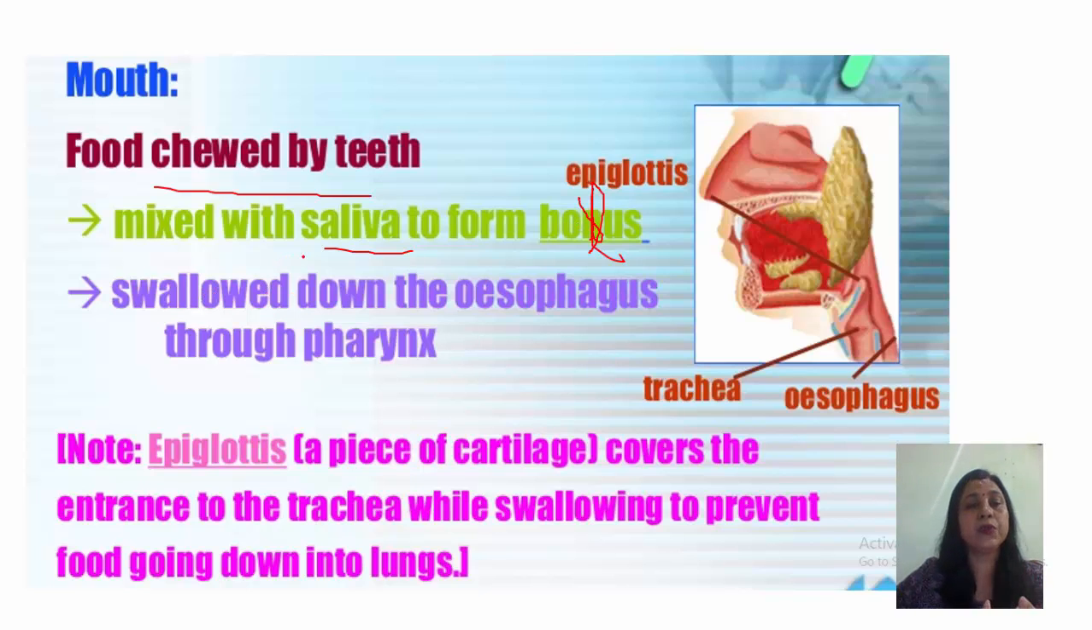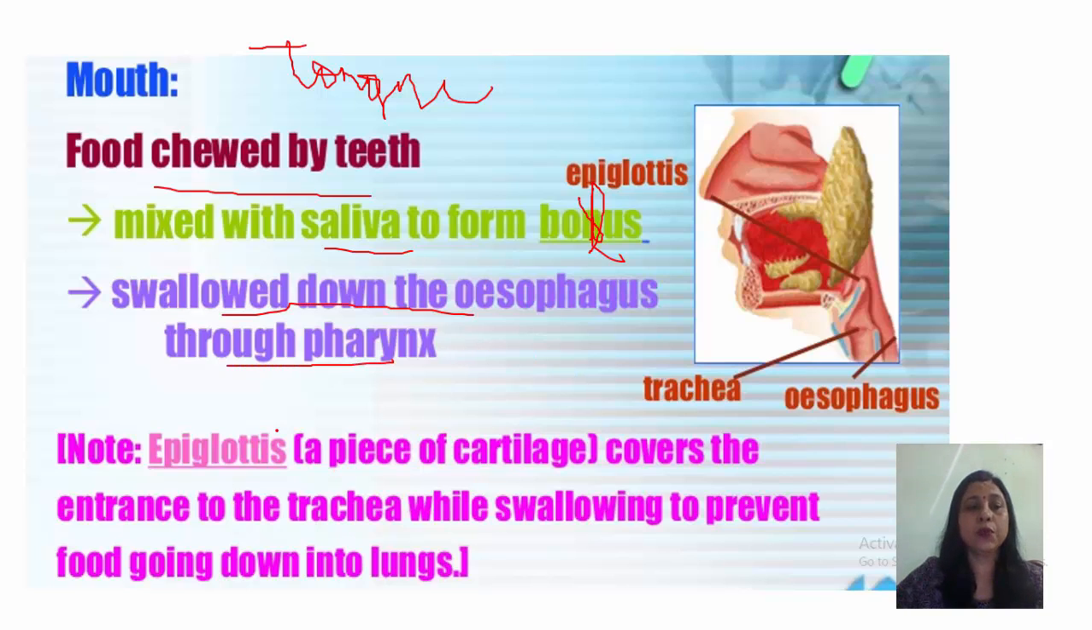Then when it is mixed with saliva and chewed by the teeth, which organ helps in mixing of the food with saliva? That is the tongue. The tongue is also present in the mouth, which helps in the mixing of the food with saliva, and when this bolus is formed, this food is swallowed down the esophagus through the pharynx.